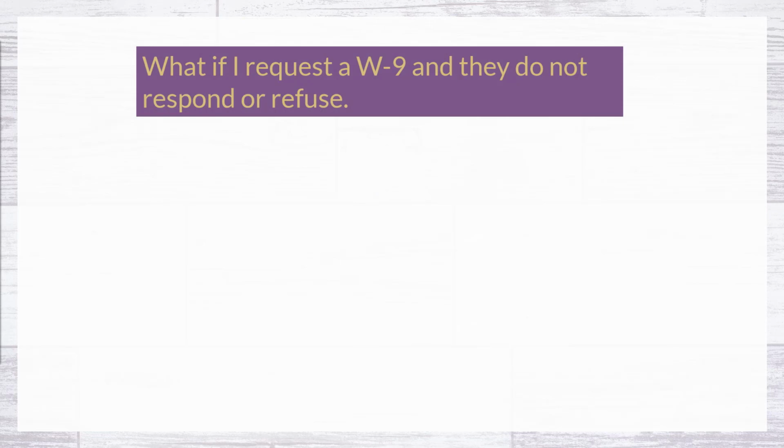What if I request a W-9 and they do not respond or refuse? This is great. This happens a lot. There is a $50 penalty for not providing a W-9 upon request. You're still responsible to report with as much information as you have on the person. You'll leave the tax identification number field blank and check off a box, refuse to provide, if you're filing electronically, or if you're filing manually, you'll write that on the top of the 1099.